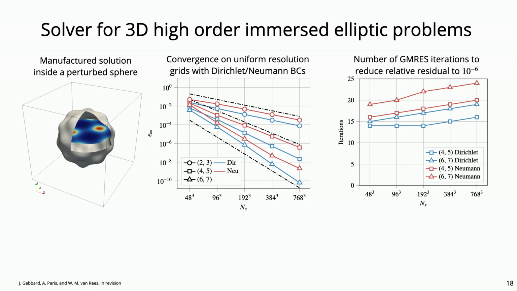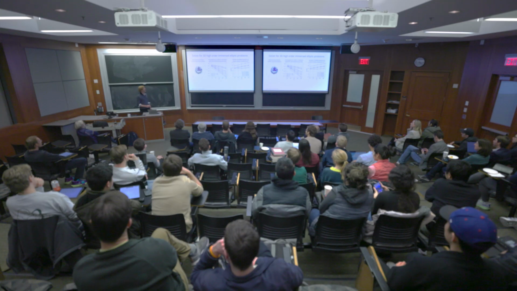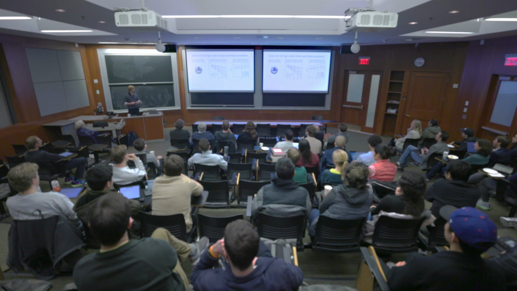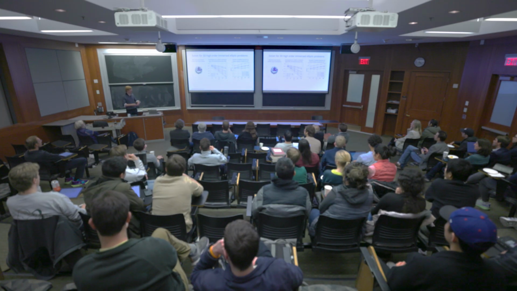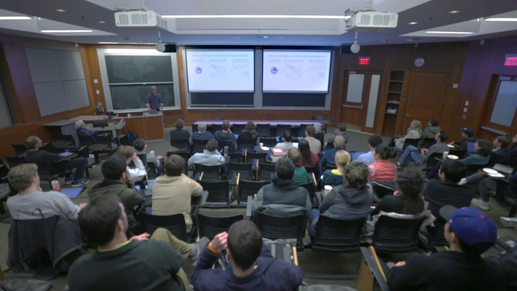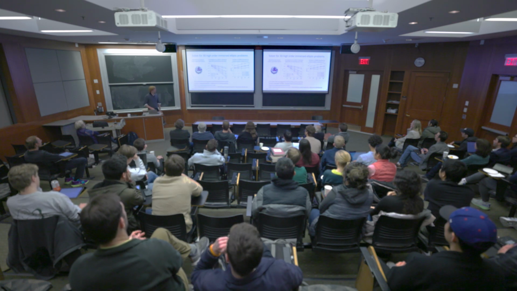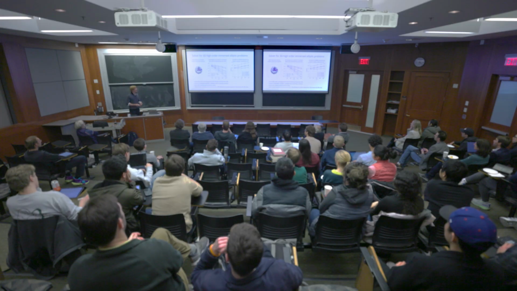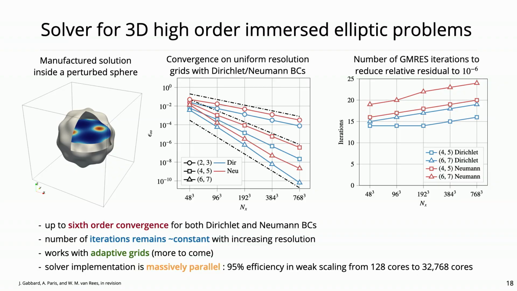And here's a manufactured problem inside an immersed convex-concave boundary. And crucially, the number of iterations that we need in the GMRES solver is roughly constant with resolution. Right? So the low-order stencil is an effective preconditioner for the high-order technique. So what that gives us is up to sixth order convergence for both Dirichlet and Neumann boundary conditions. Number of iterations roughly constant. This works on adaptive grids. And the implementation is massively parallel.